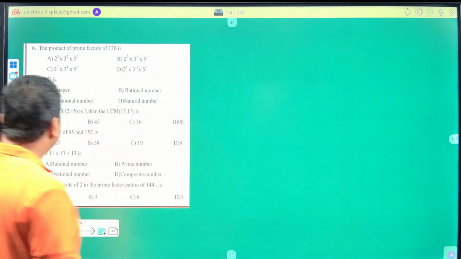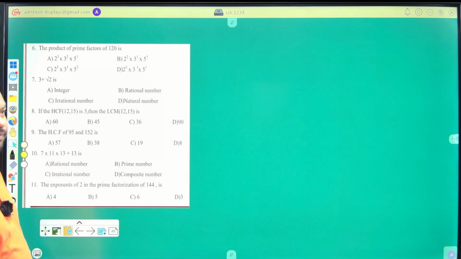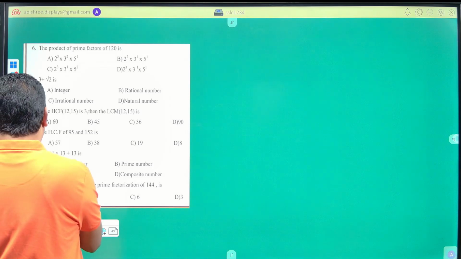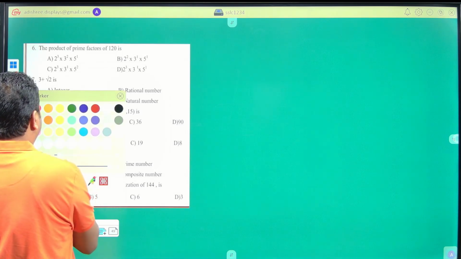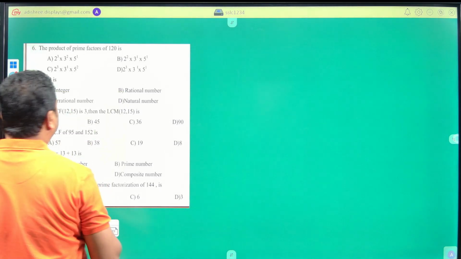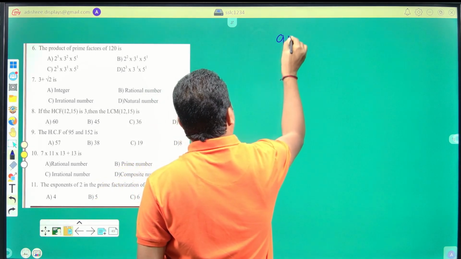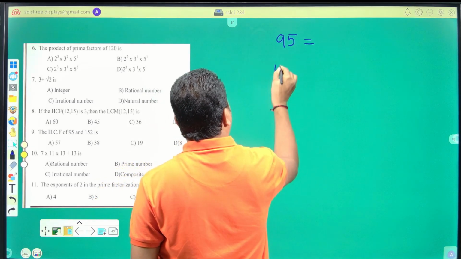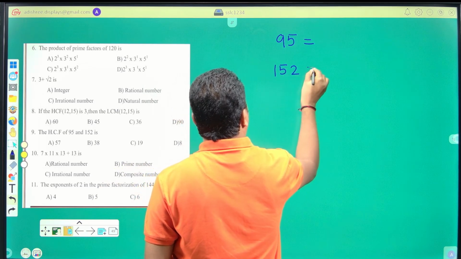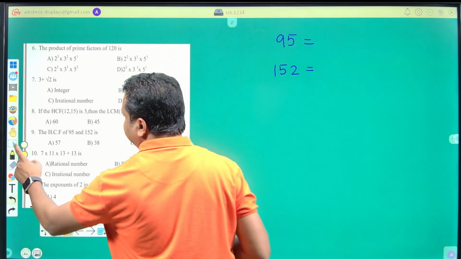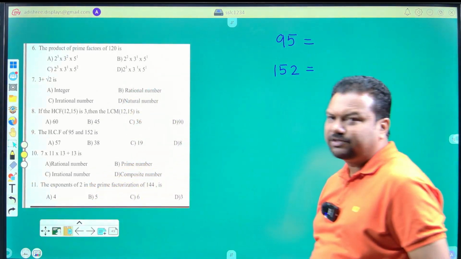Ninth question: the HCF of 95 and 152. One of the important concepts, you should always concentrate on these kinds of questions. So let me consider the HCF of 95 and 152. You need to just understand the factors here. What are the factors of 95?